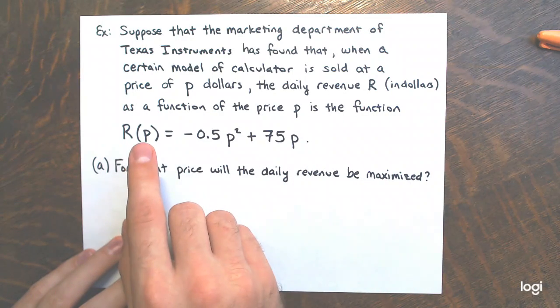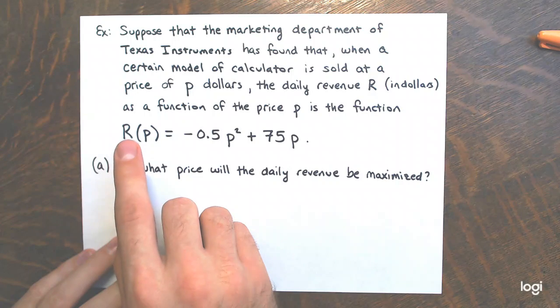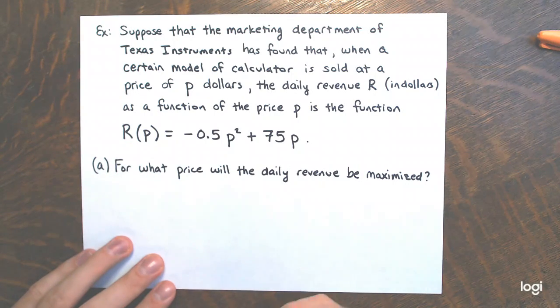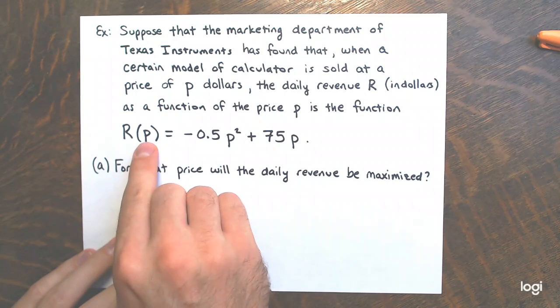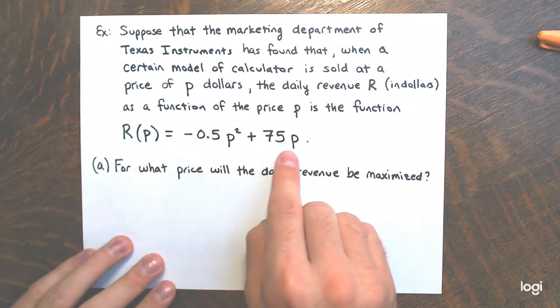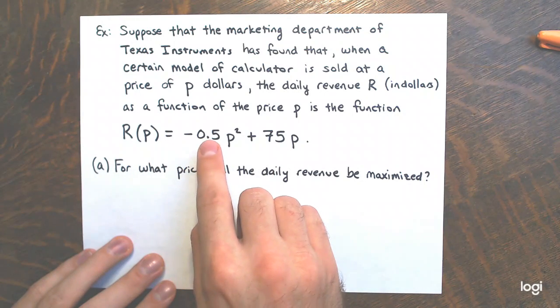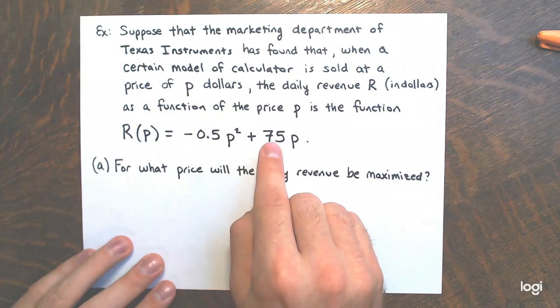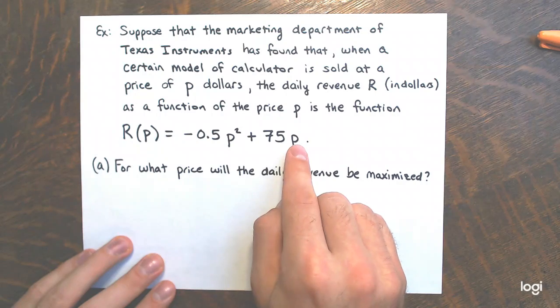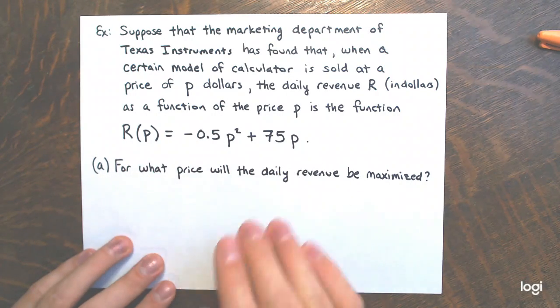So R of P, so the output is R, this revenue. Now revenue is just the money brought in by a company, right? So all the sales bring in money to Texas Instruments. So the money brought in, R, is the output, and the input is price, the price that they're selling the calculator for, P. So R of P equals, and here's how the output is calculated: you take negative 1/2 or negative 0.5 times the price of the calculator squared plus 75 times the price of the calculator. See how this is a quadratic function?